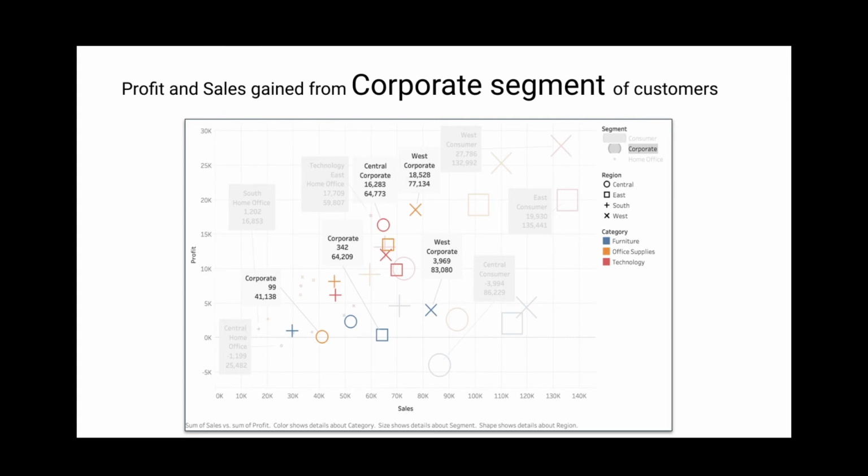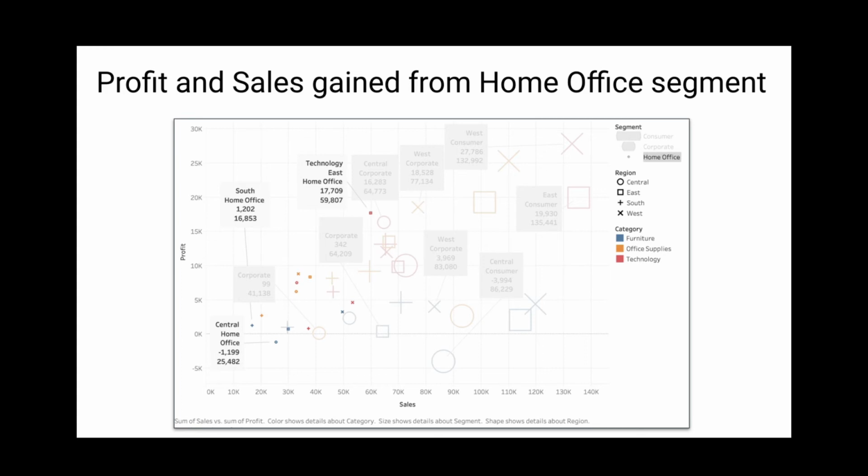And in the next slide, we can see the profit and sales gain from the home office segment. And this is the smallest size that is representing the home office segment.